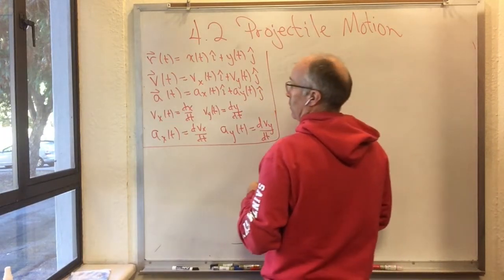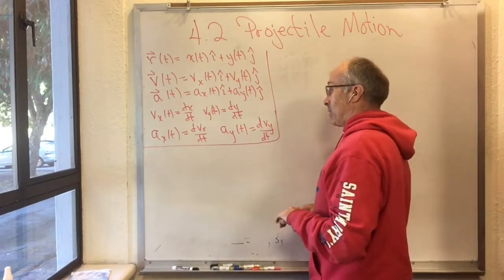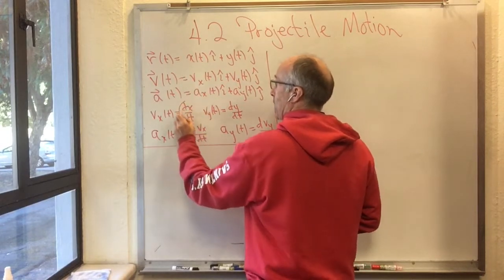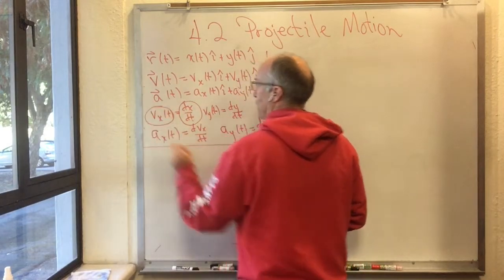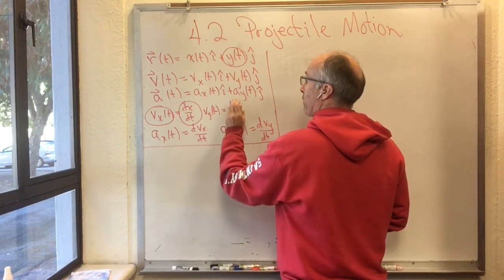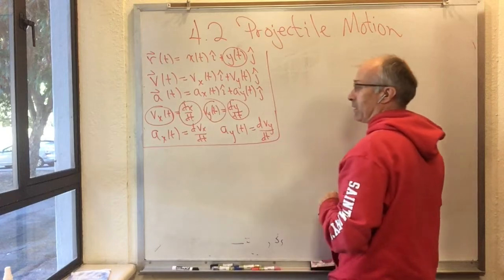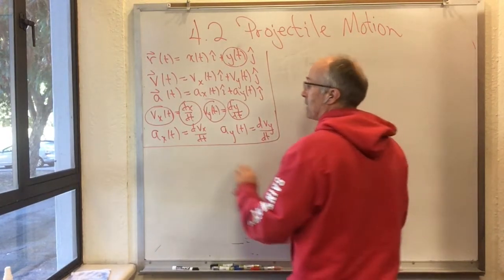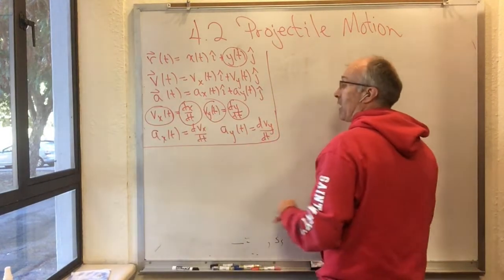Now, if somebody gives you one of these, it's decently easy to get the others. For example, if someone gives you x of t, then you can take the slope of that, which is written dx/dt, and that gives you vx of t. If someone gives you y of t, you take the slope of that, which is written dy/dt, and that gives you vy of t. So if somebody graphs these things as a function of time, it's pretty easy to go get the corresponding velocities.